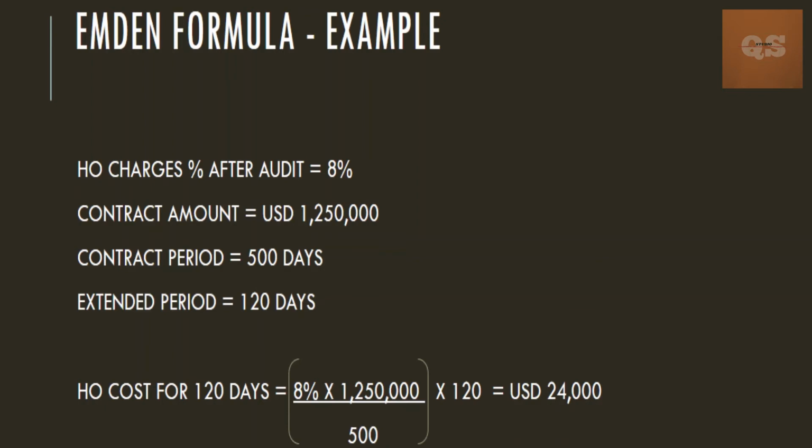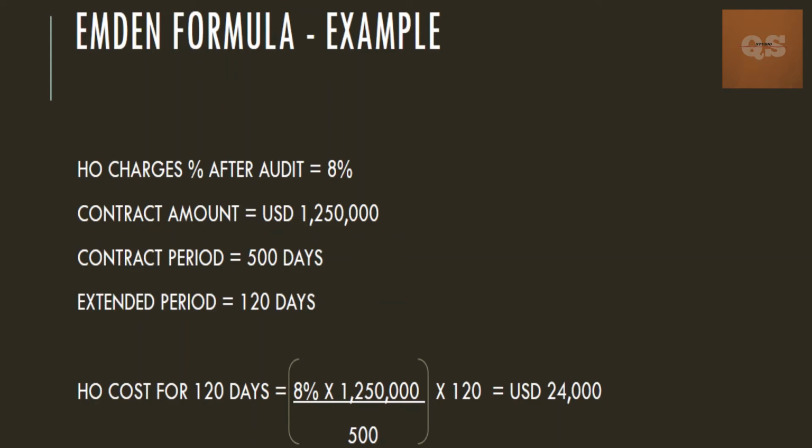So you have worked out the head office charges after your audit as 8%. So whatever amount you have spent for your head office expenses is around 8% of your contract amount. Your contract amount is 1.25 million US dollars. Your contract period is 500 days. Your extended period is 120 days.